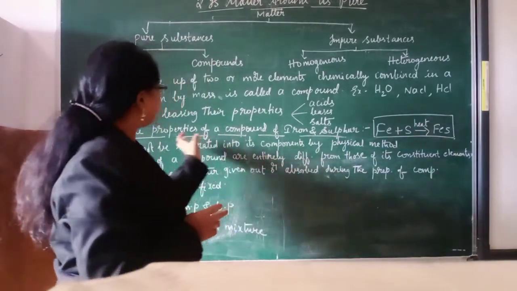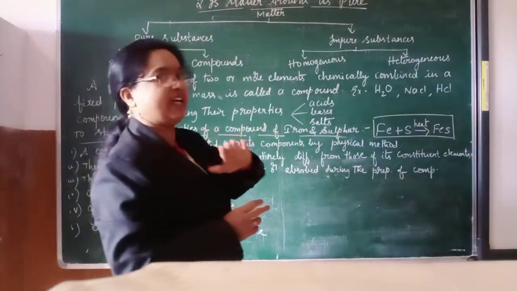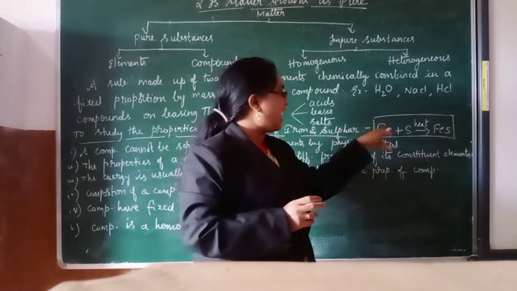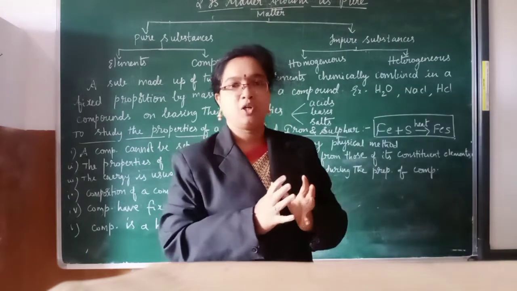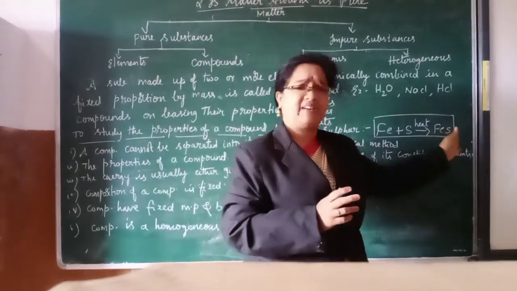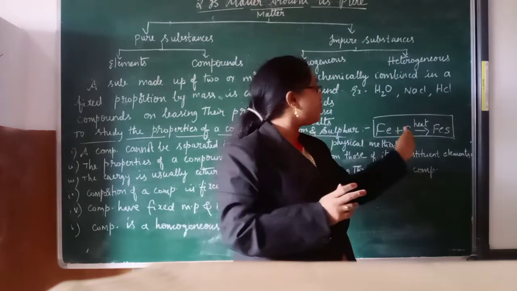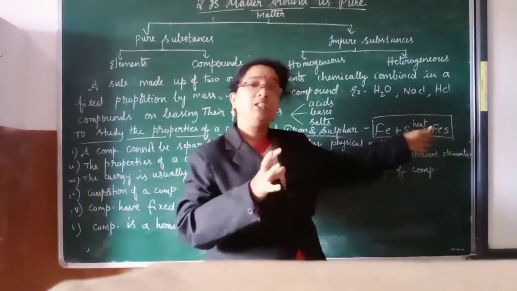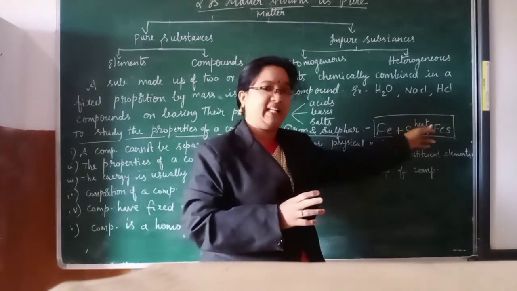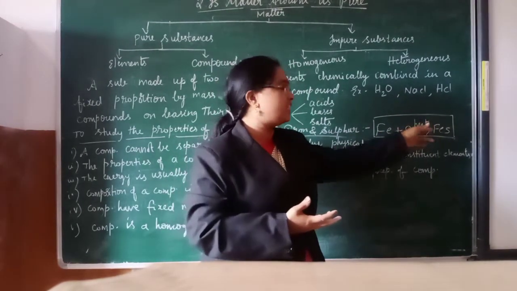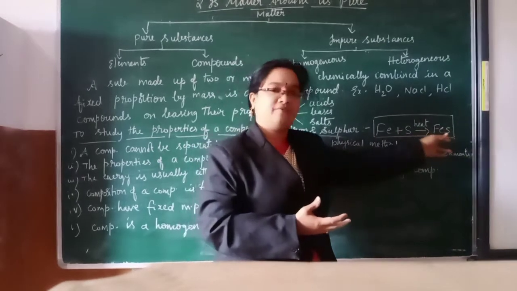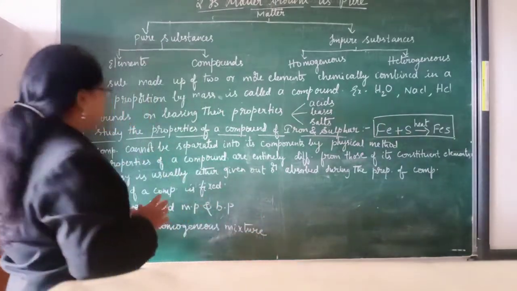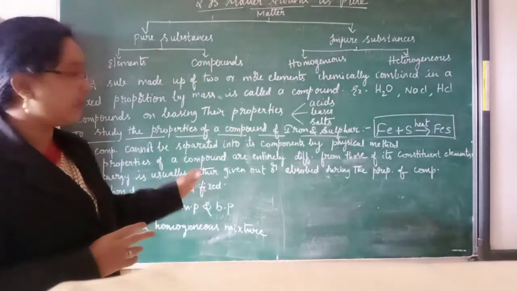To study the properties of a compound, I have taken one example: iron and sulfur. When iron and sulfur are heated, we get iron sulfide, or ferrous sulfide. After heating, we are supplying heat energy, and we get one compound, a black colored compound, that is ferrous sulfide. Let us study the properties of the compound.